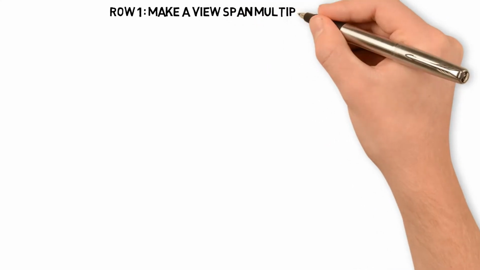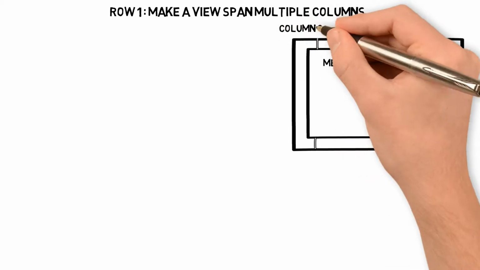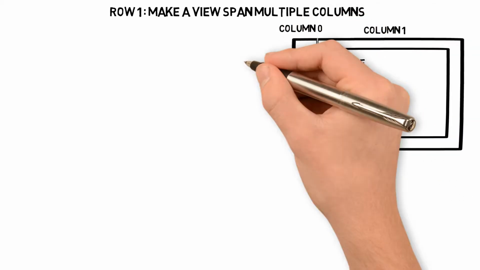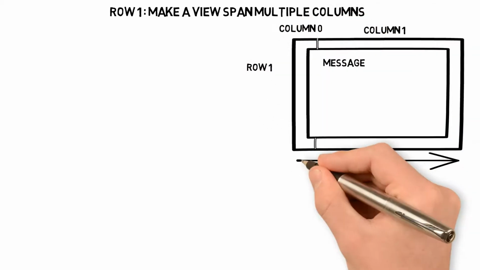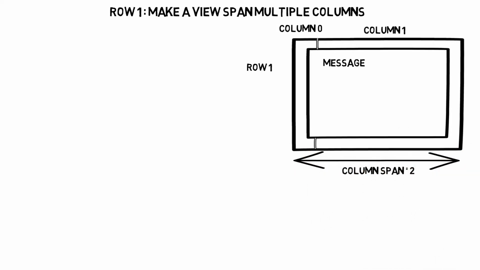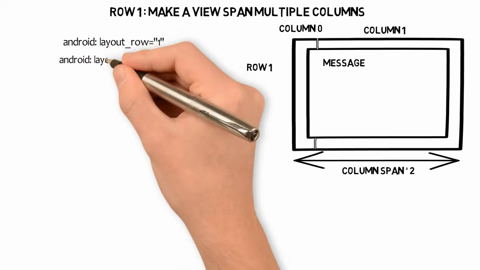Row 1. Make a view span multiple columns. The second row of the grid layout is composed of an editable text field that starts in the first column and spans across the second. The view takes up all the available space. To get a view to span multiple columns, you start by specifying which row and column you want the view to start in. We want the view to start in the first column of the second row, so we need to use Android layout row is equal to 1, Android layout column is equal to 0.